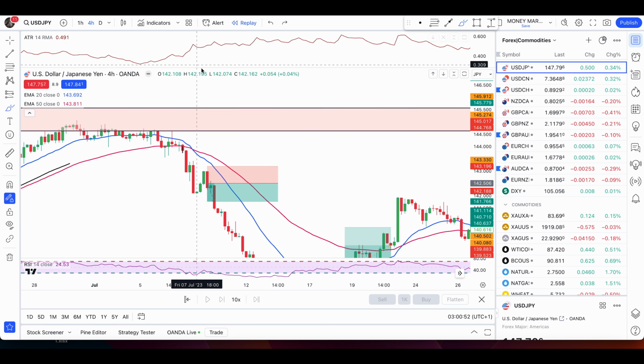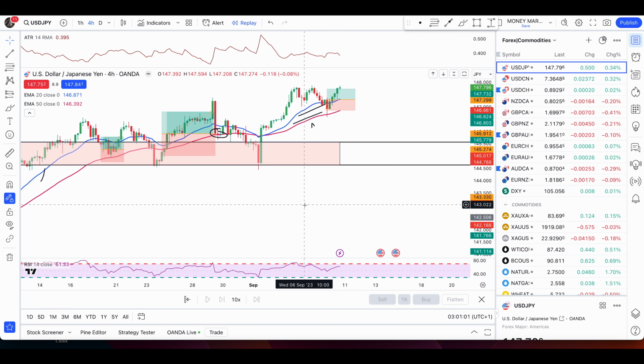So that is how you need to identify this area of value when the trend is over. I hope it gives you a little insight into the moving average and the ATR indicator. Now let's move on to the Fibonacci retracement.